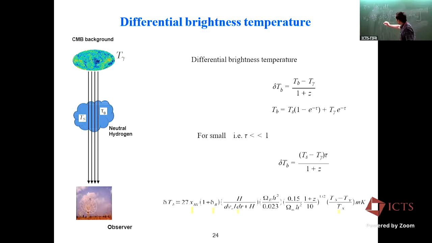Now here it is. What is this? This is the line profile. This is called the line profile. It basically tells you the frequency response of the background photon. So you have 21 centimeter photons in the background, but it is not only the 21 centimeter photon, but 21 centimeter photon plus or minus.